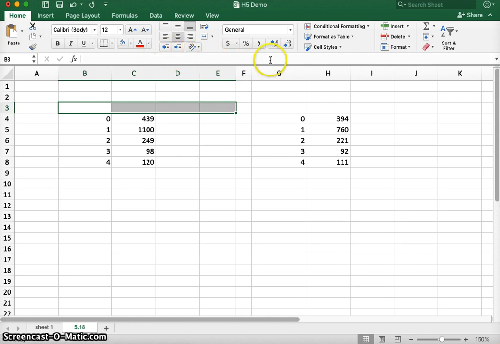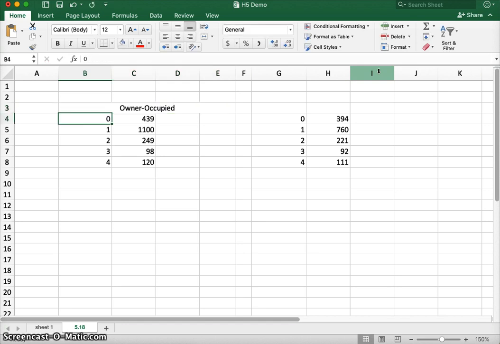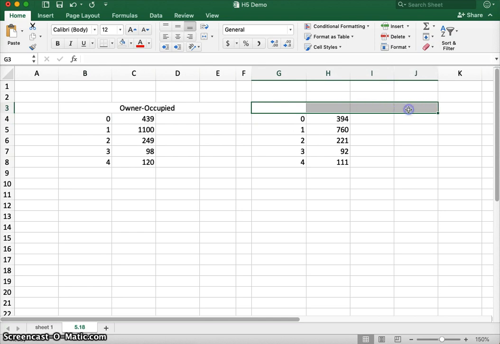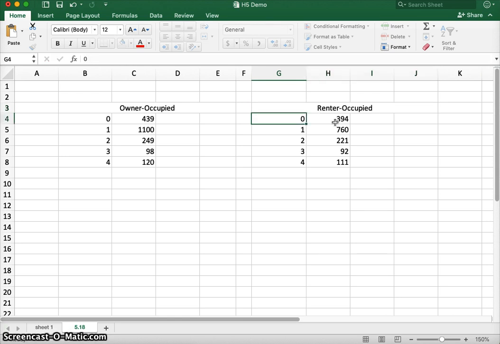If I click this little button right here, that will merge those cells, and I'll just call this owner-occupied. And then these over here represent renter-occupied homes. So it's the same information, but for homes that are occupied by renters rather than owners. We want to see if there might be some difference between the experience of owners occupying their own homes and renters occupying homes owned by someone else.